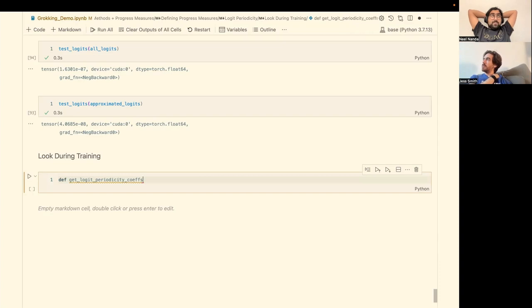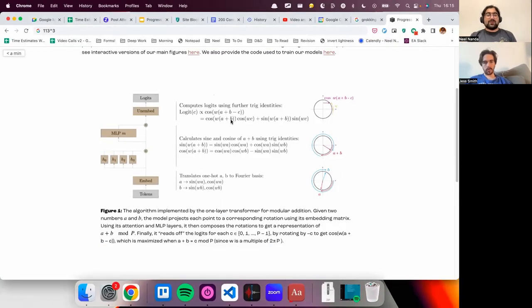One concrete thing I was semi-wrong about is, if you look at this last step of the algorithm, where we're producing logits by multiplying by cos WC and sin WC, this took me several weeks longer to notice than the rest of this algorithm.